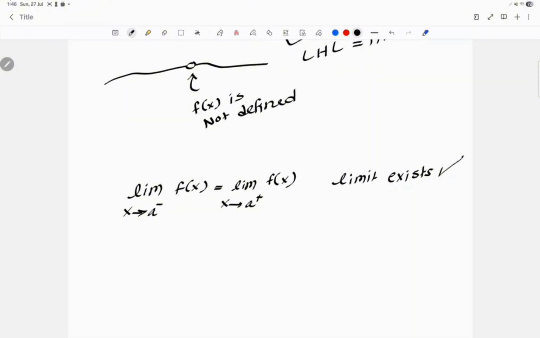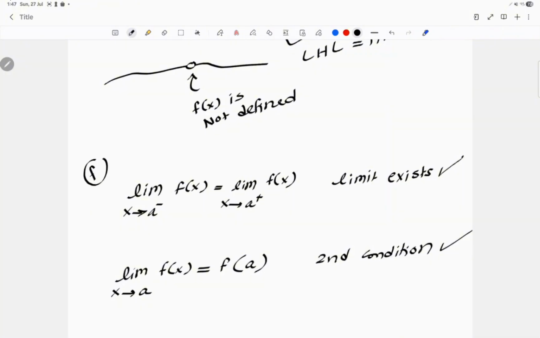Okay? To be continuous, you must have the limit as x approaches a equal to the function when x is equal to a. That's called the second condition. When both conditions are satisfied, only then the function is going to be continuous. So you must always have two conditions. The limit exists, and that limit is equal to the function at that specific value.